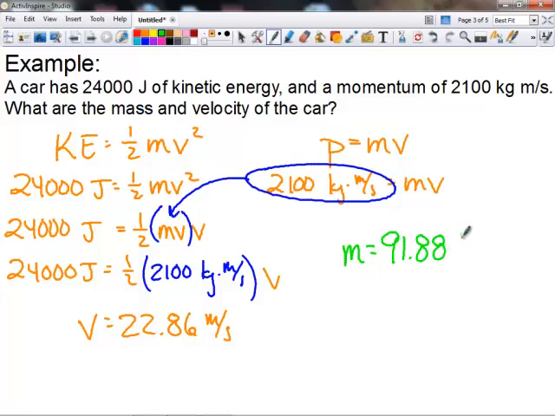So obviously not a real full-size car. Maybe it's some kind of little Tonka truck or a motorized car for a small child. Okay? So that's how you would do that problem. Setting up, making substitutions, having the same variables into two different equations.